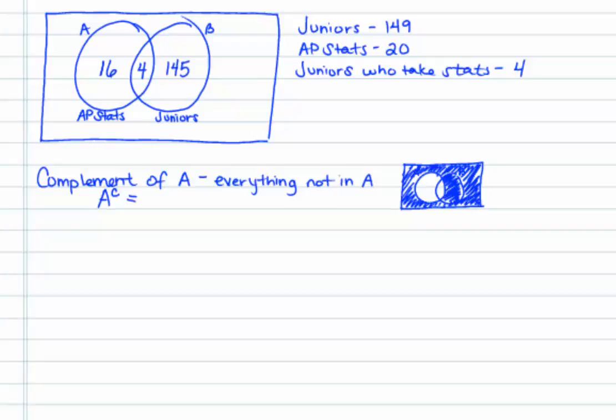So to calculate A complement, we would want to eliminate all 20 students in AP Statistics, including those 4 juniors that are in both AP Statistics and juniors. So it would only be those 145 juniors that are not taking AP Statistics that would count. The complement of B would be everything, again I can do another sketch, this is an example of A complement. B complement would be everything you want to count that's not in B. So that would be the 16 students that are in AP Statistics that are not juniors. No juniors can be counted for that one.